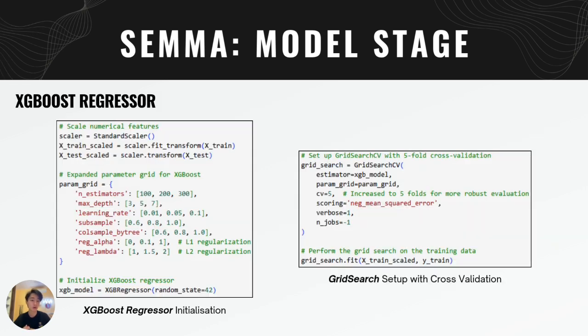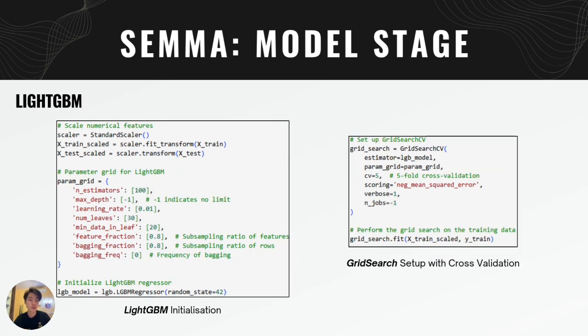So this will be our XGBoost regressor, which will also have our parameter grid to fine-tune our model, as well as GridSearchCV with five-fold cross validation. The same thing also goes for the LightGBM model. We will have our parameter grid as well as GridSearchCV.